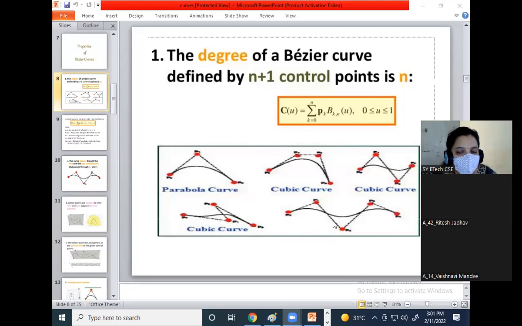So here 5 control points are present. So the degree becomes 4. So it is also called a quartic curve. And you can have this curve as shown.